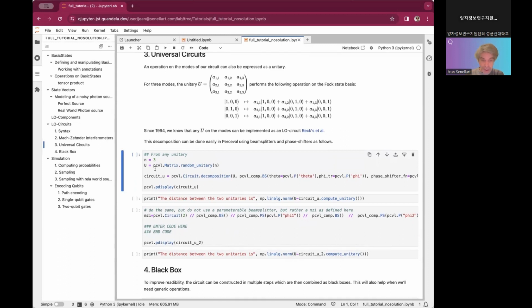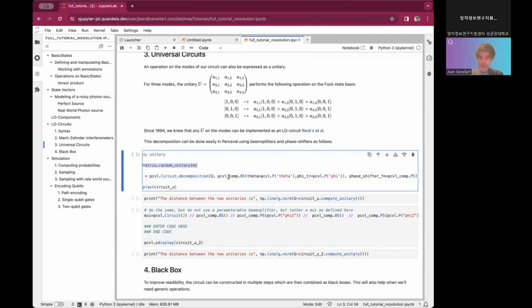We are using random unitary of 3. We are using a function that is called decomposition, and that takes 2 parameters. The first parameter is the cell that you want to reproduce in the decomposition. I will explain that just after. And the second one is the fact that you will be using phase shifters to compensate for the remaining phase at the end of the decomposition. So let's do that, and you will see how it works.